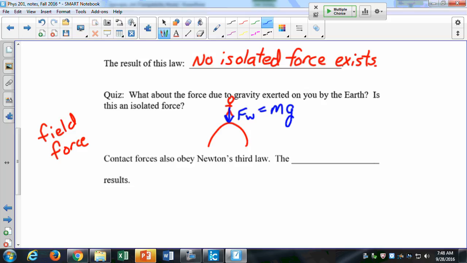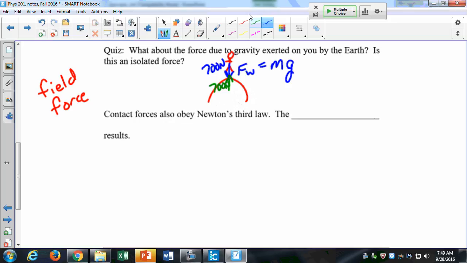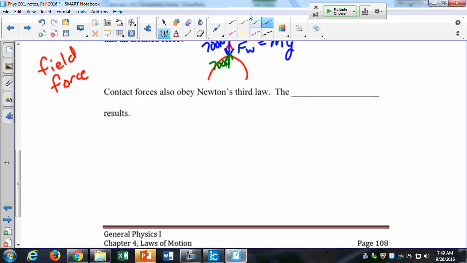All right, so I do have a reaction force in this case. That reaction force is me pulling up on the Earth. And while my weight is 700 newtons, my reaction force is also 700 newtons. So field forces and contact forces obey Newton's third law. They always do. And the result of this contact force obeying is something we call the normal force. It'll be pretty important when we get into friction and the inclined plane, and well, we always have it.